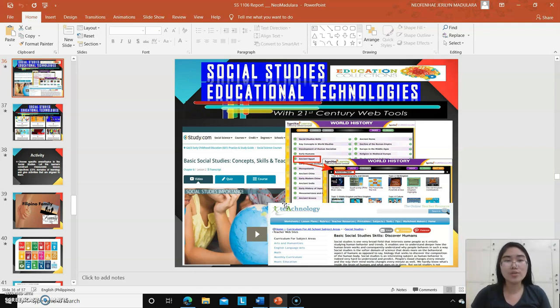It is also better to integrate educational technologies or websites in teaching social studies. According to the principles, the more senses are involved, the better the retention of learning is. So if there is the sense of sight, the sense of touch, the sense of smell, and they are able to manipulate something, there is better learning for our students.